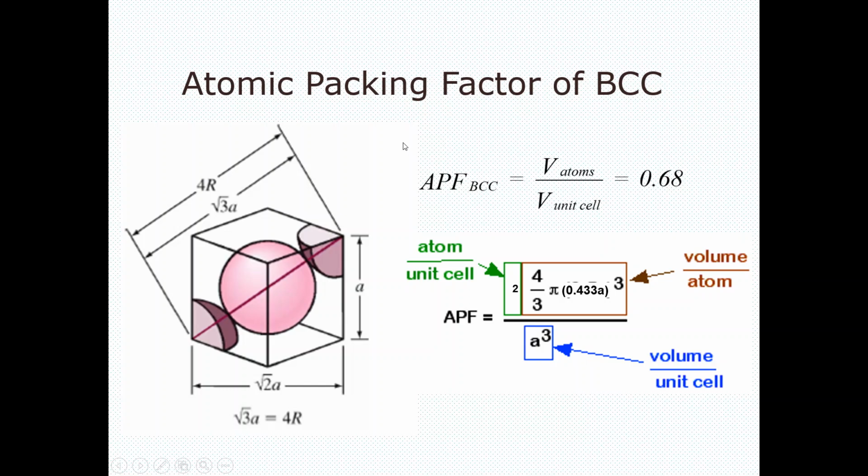The atomic packing factor of BCC, the volume of the atoms divided by the volume of the unit cell, is equal to 0.68. And how we do the calculations, here you can see the detail by yourself. You just do simple mathematics that you have studied in some of your basic classes. You just put the values, that is atoms per unit cell divided by the volume of the unit cell, do the simple calculation, and you come to the atomic packing factor.